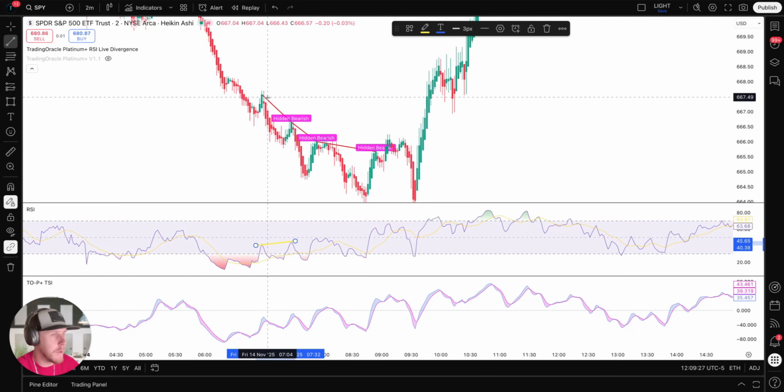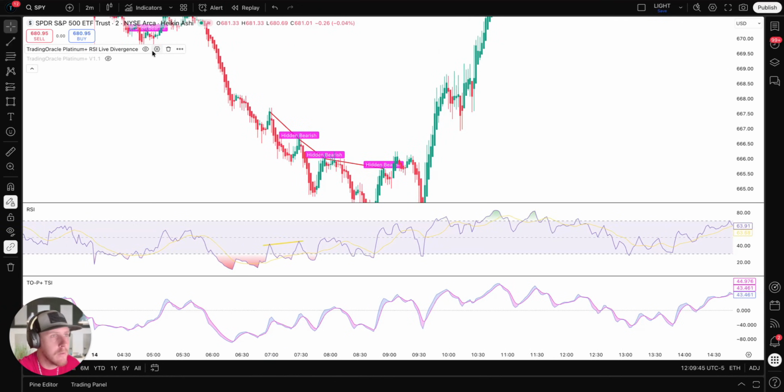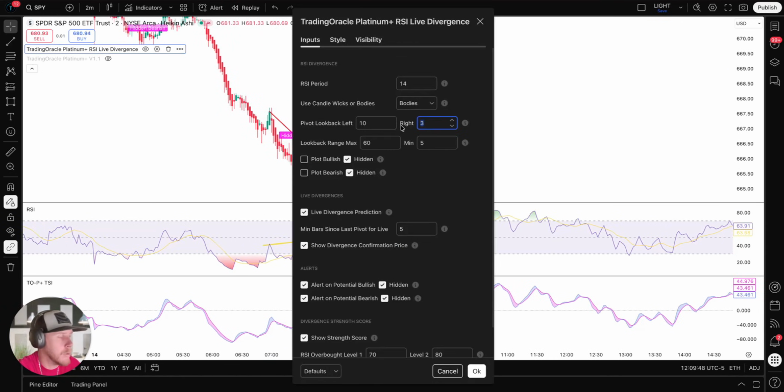And this will basically be able to tell you when it's going to be a good time to get in for these trades. And honestly, what I typically do is, when it's a big trend day like this, whether it's up or down, I'll put this right pivot at 2. So only 2 candles need to be confirmed.